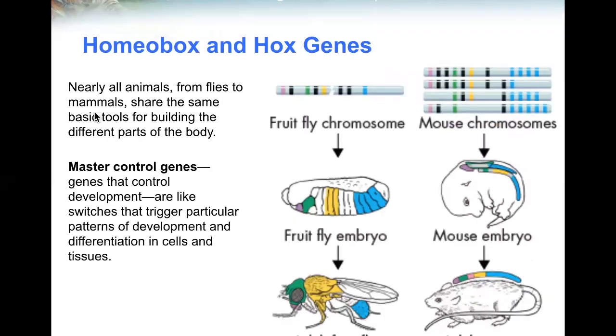Nearly all animals, from flies to mammals, share the same basic tools for building the different body parts. Master control genes, genes that control development, are like switches that trigger particular patterns of development and differentiation in cells and tissues.